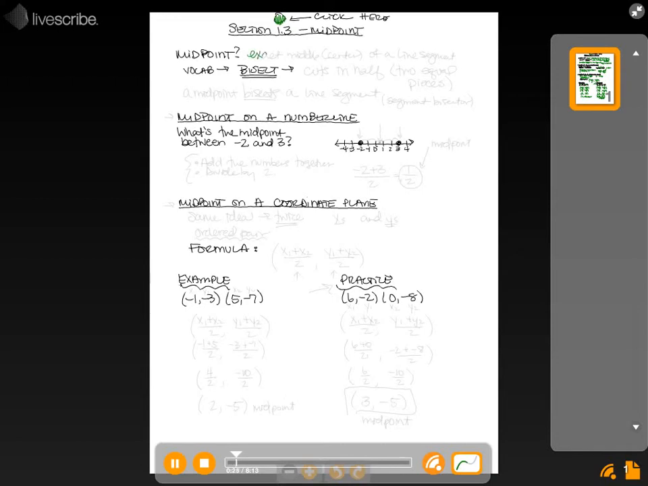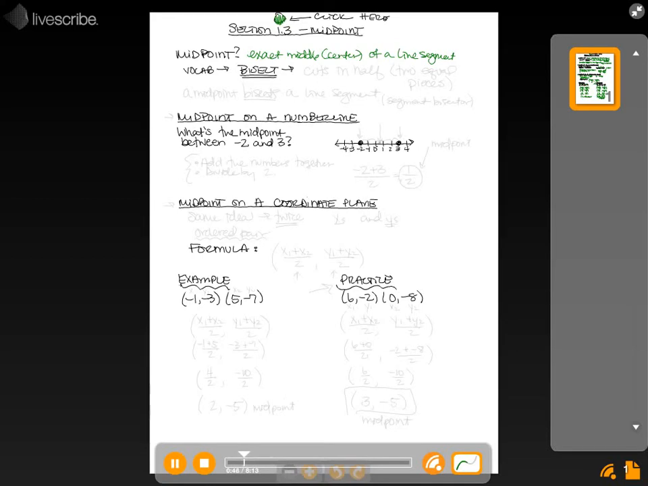Okay, the midpoint is the exact middle, or sometimes you might see the word center, of a line segment. So distance, remember, is how long the line segment is. Midpoint is the exact center, the exact middle of that line segment.